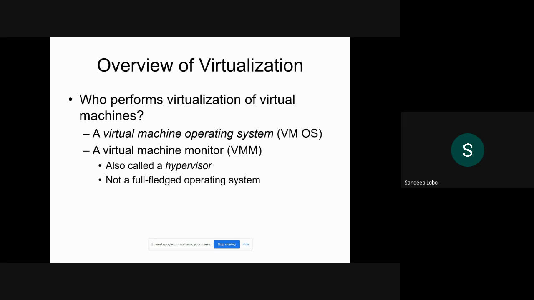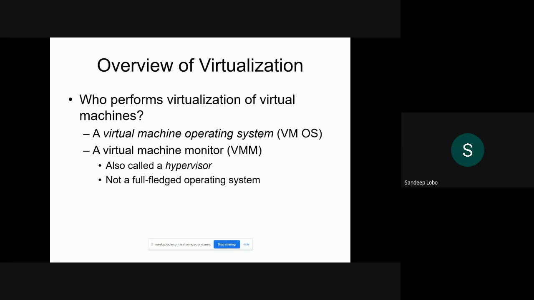So who performs the part of virtualization? There are two ways virtualization can be performed. First of all is your virtual machine operating system. You need an operating system that supports virtualization. The majority of the operating systems available nowadays in the market support virtualization. Not all of them do, but the majority do. Any operating system that has been released post 2005 does support virtualization in one way or another. But you do have minimal operating systems that may not have the support. That's why we say the majority of the operating systems have that feature.